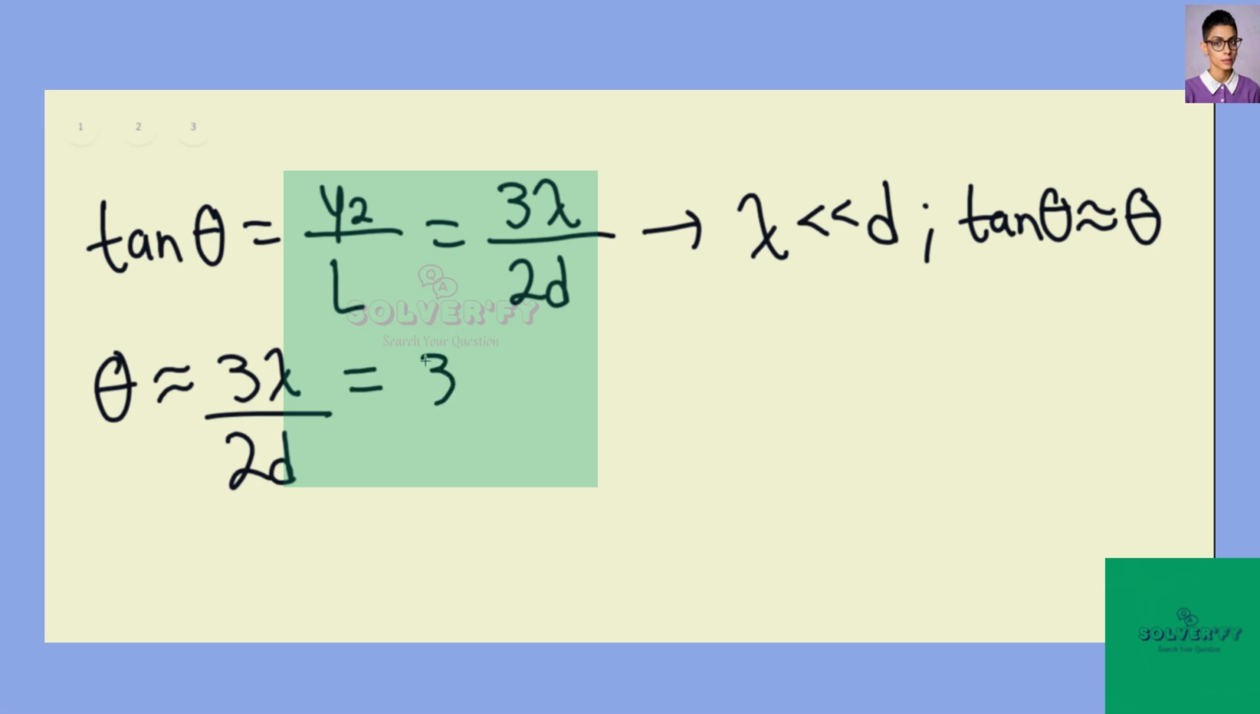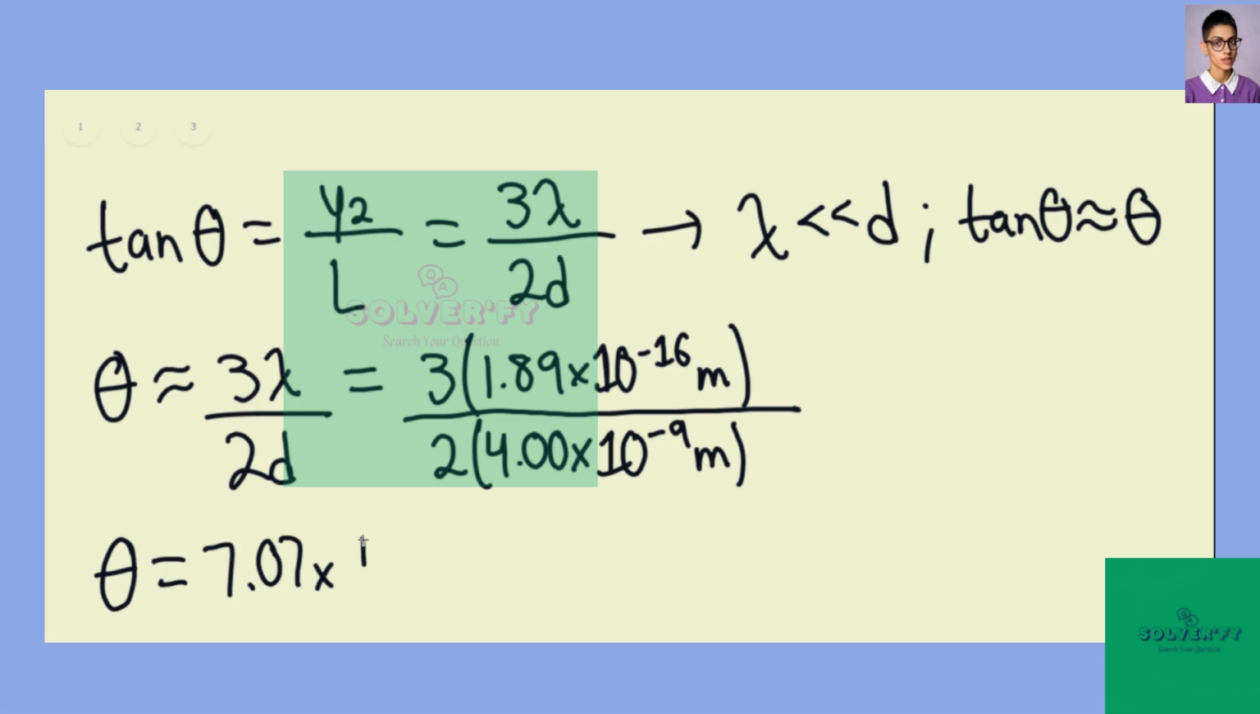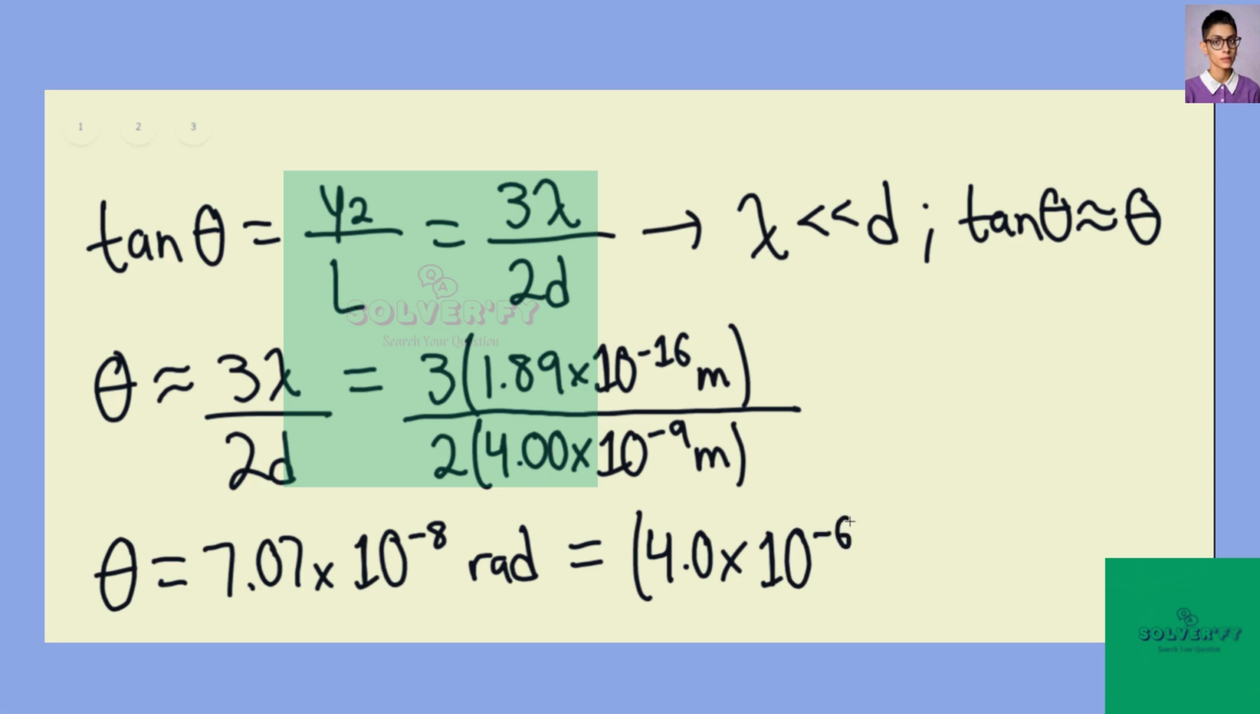And we can then say 3 times 1.89 times 10 to the negative 16th meters divided by 2 times 4.00 times 10 to the negative 9th meters, and the angle would then be 7.07 times 10 to the negative 8th radians, or we can say this is going to be equal to 4.0 times 10 to the negative 6th degrees. This would be our angle theta.